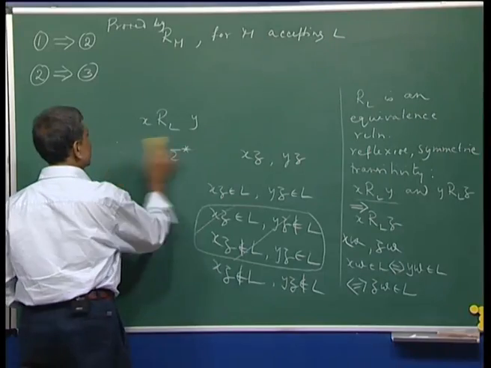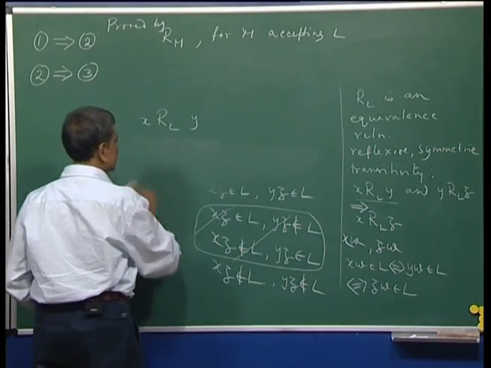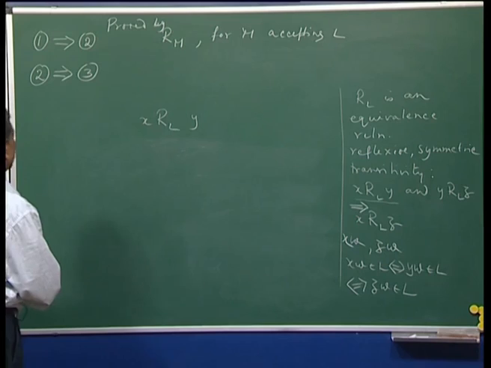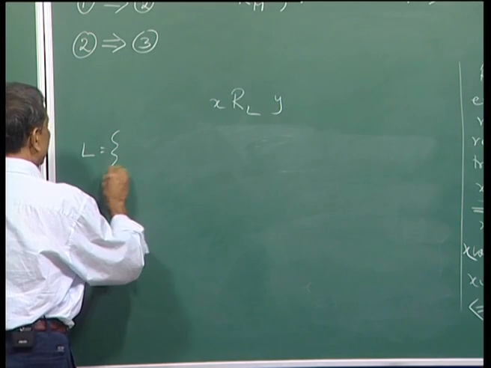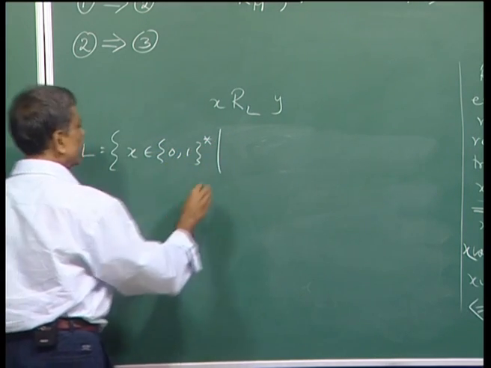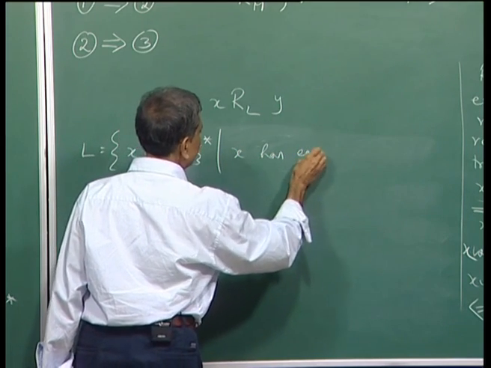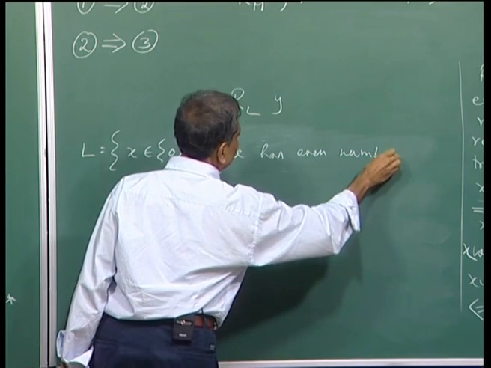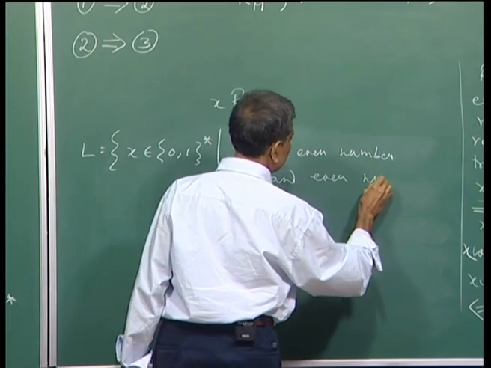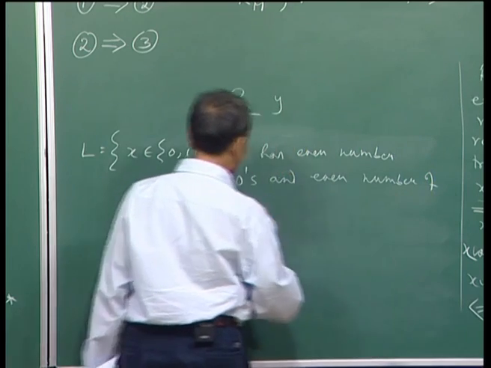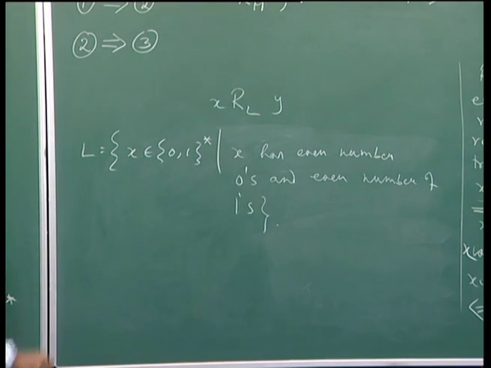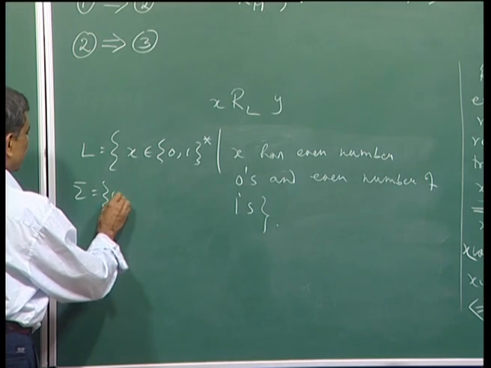And just to fix our ideas, let me consider an old language that we had considered before. Let us say L is the set of finite binary strings x such that x has an even number of zeros and an even number of ones, right? Of course, sigma is the binary alphabet 0, 1.